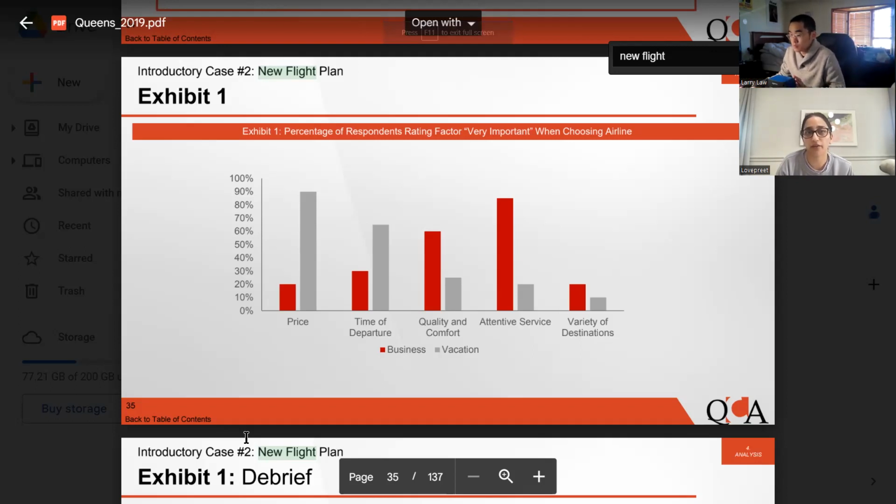So from this, what we can gather is that based on our two customer segments, business and vacation, there are different factors that are important to them, which we see over here. However, what's not important to both of them is the variety of destinations. So something we could take away is that perhaps we can explore the idea of not offering so many destinations for routes that our airline takes, but focusing on these other elements that are important to our two primary customer segments, people traveling for business or traveling for vacation.